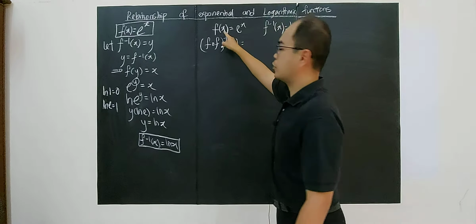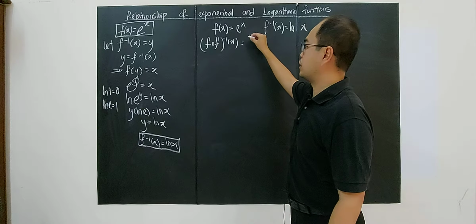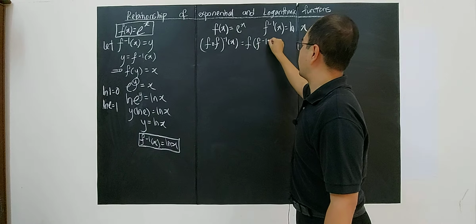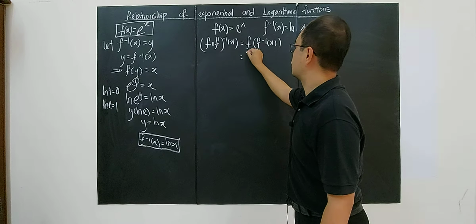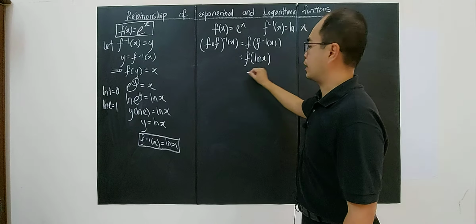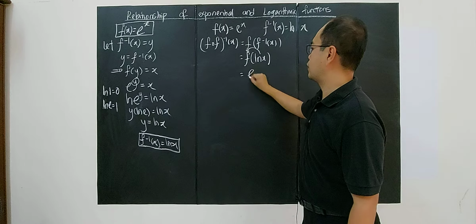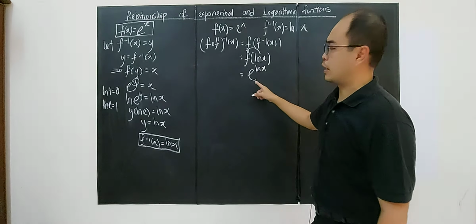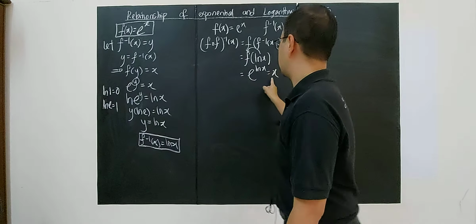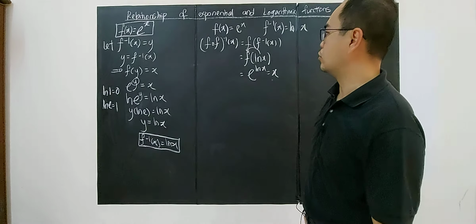So it means you find the composite function of these two functions, and you will get x here. So f inverse of x will be ln x, right? You're going to put the ln x into your f here. So you have e to the power ln x. As you know, e to the power ln x gives you x, right? So can you see that you're getting an x here? So it means that they are inverse to each other, right?